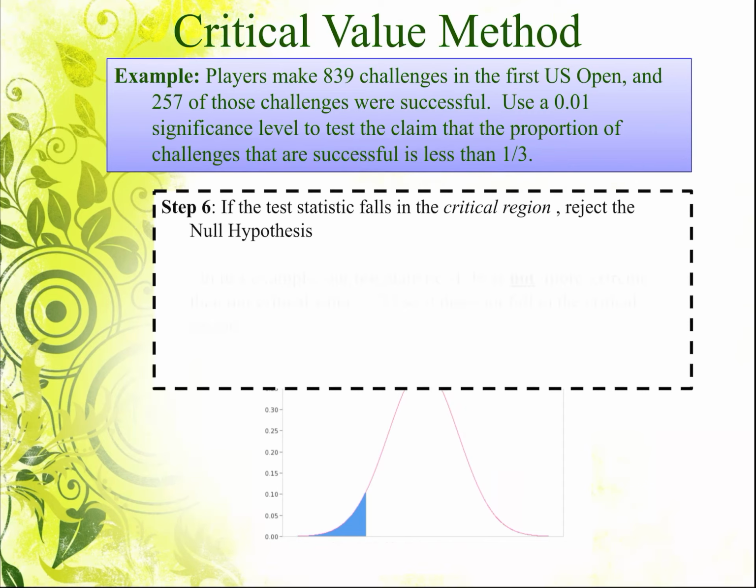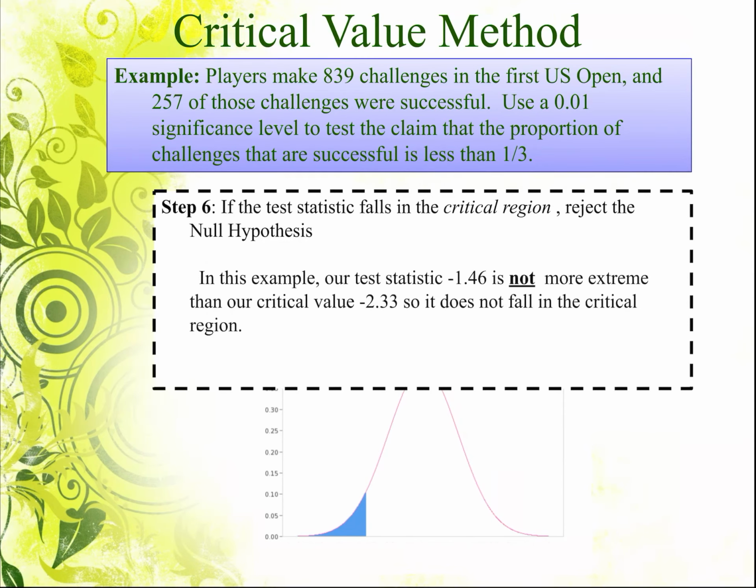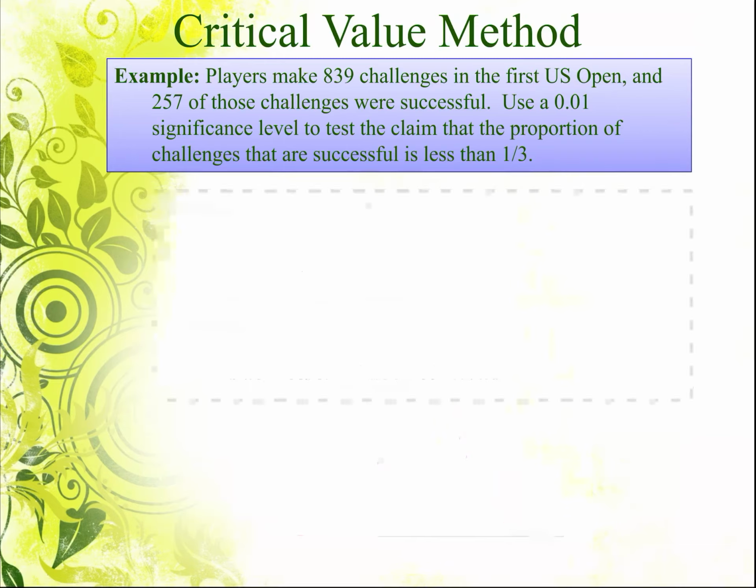Since if the test statistic did fall in the critical region, we reject the null hypothesis. But our test statistic, negative 1.46, is not in the critical region. It's bigger. So it's not more extreme than our critical value, so it does not fall in the critical region. That means that we fail to reject the null hypothesis. We are not in the critical region.